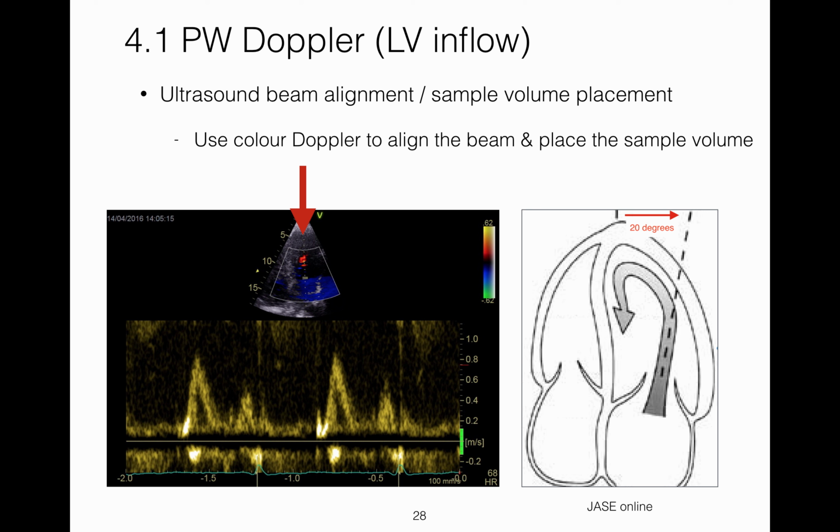It's important to realize that LV inflow occurs at about 20 degrees lateral to the LV apex, and that this angle increases with increasing LV size. Therefore, alignment of the beam with LV inflow will require particular attention in patients with dilated hearts.